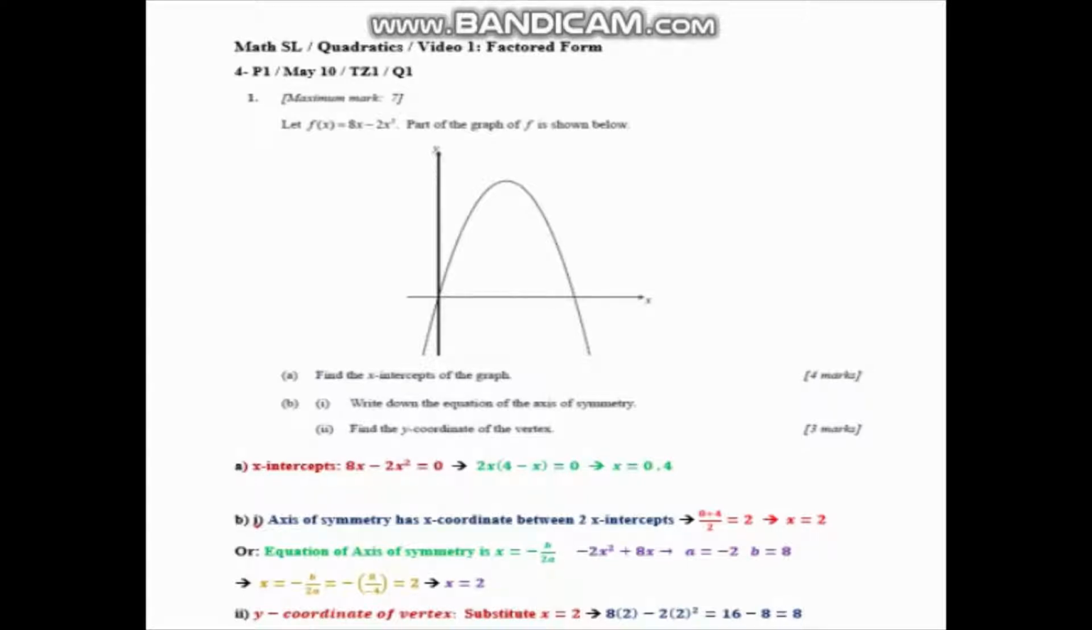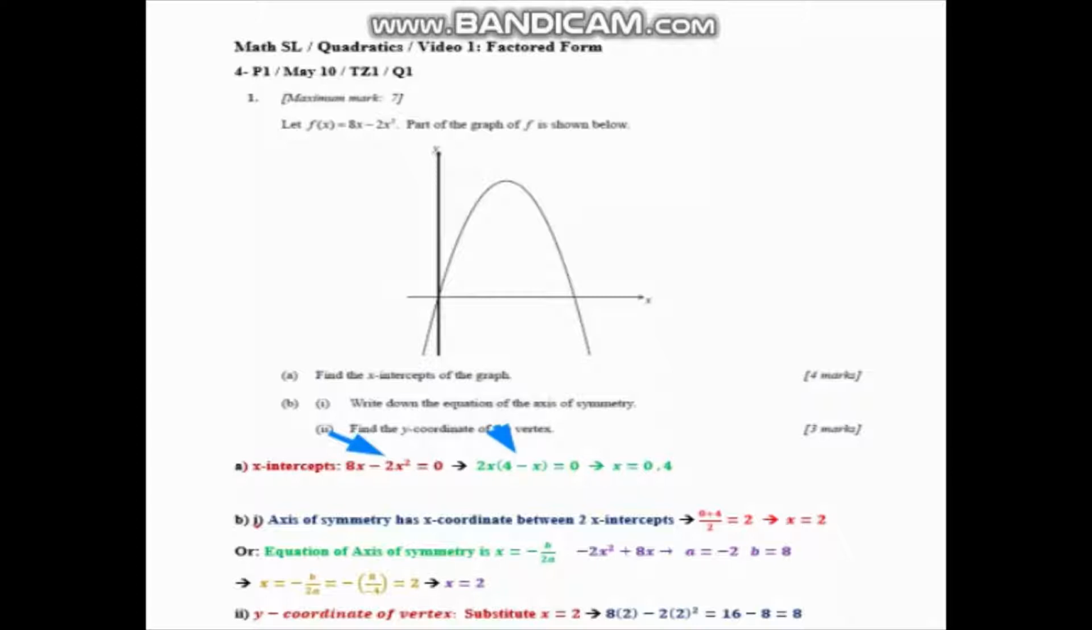So we are given a graph that has the equation 8x minus 2x squared, and in A we are required to find the x-intercepts. As we said before, x-intercepts correspond to y equals 0 or f of x equals 0. So I shall solve this equation equal to 0. And in order to do that, I need to factorize this equation. So I shall take 2x as a common factor, and I get this equation right there.